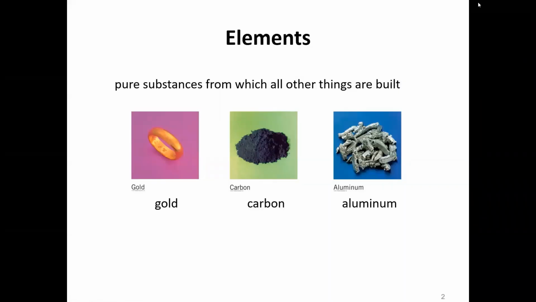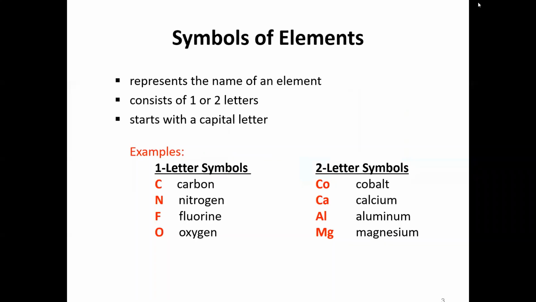So when we start talking about elements, elements are pure substances from which all other things are built. These include gold, carbon, aluminum, sulfur, phosphorus, helium, nitrogen, oxygen, hydrogen, just their pure actual elements. Now compounds, on the other hand, like things like water or even glucose, are made up of a combination of elements. So we're just going to talk about the actual elements today. And it will help if you have a copy of the periodic table out that you can work through and look through as we go on.